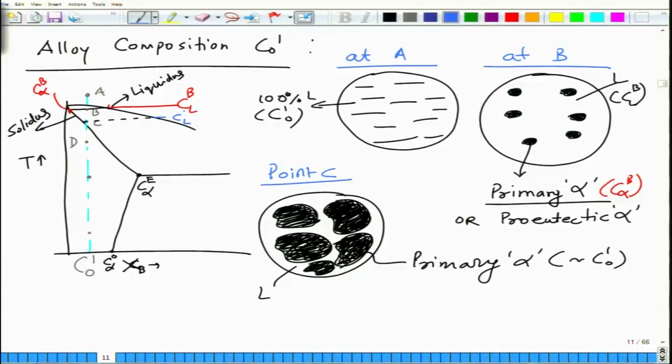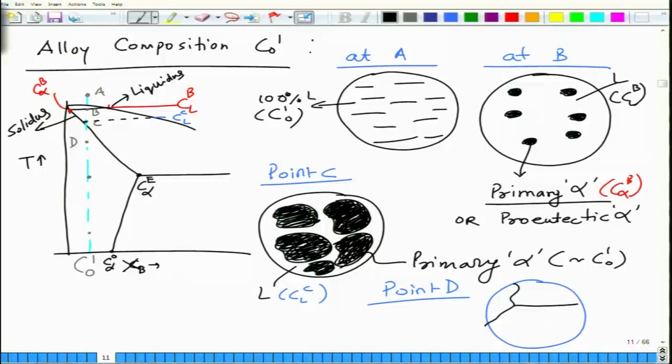So this will be CLC. So this is the composition of CLC, okay, which is higher in solute. And at point D, what will happen is that all of this will convert into 100% alpha. So what you will have is basically grains of alpha, and overall alpha would be of composition C naught 1. So you will have 100% alpha of composition C naught 1. Okay. So this is how the microstructure will develop in this alloy.